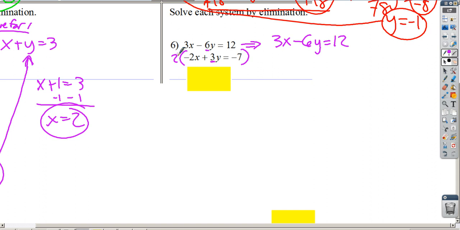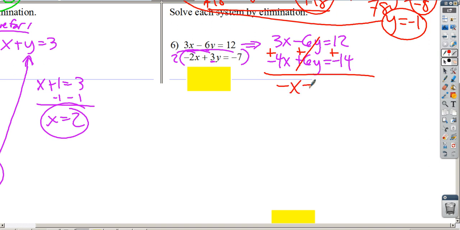The bottom one, when I distribute the 2 to everything, I would get negative 4x plus 6y equals, and then 2 times negative 7 is negative 14. Okay, how do we eliminate this now? Well, negative 6 and positive 6, we can eliminate those by adding rather than subtracting. So those eliminate. 3x plus negative 4x is negative x, and 12 plus negative 14 is negative 2.